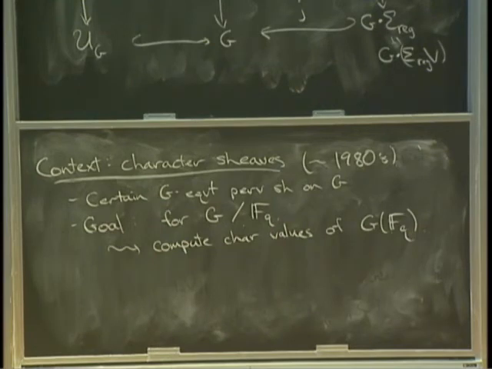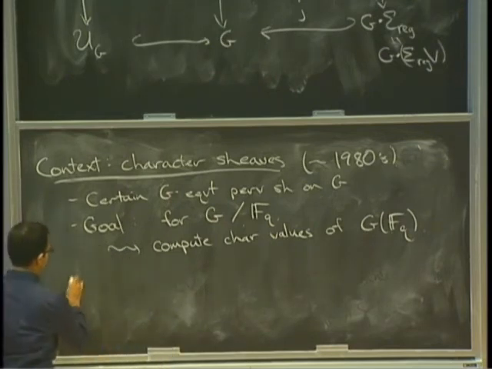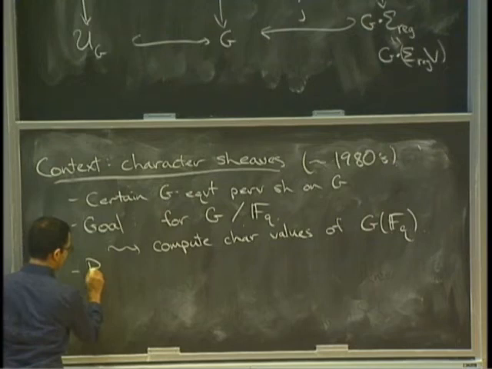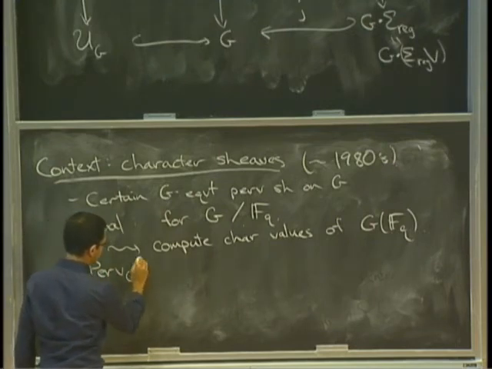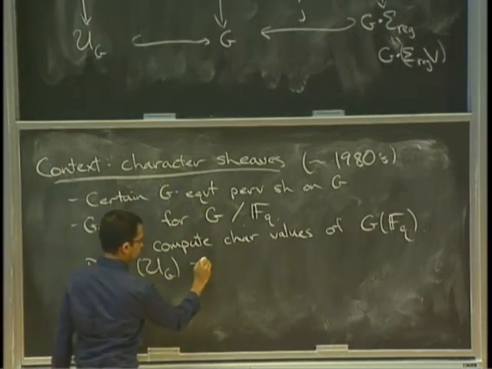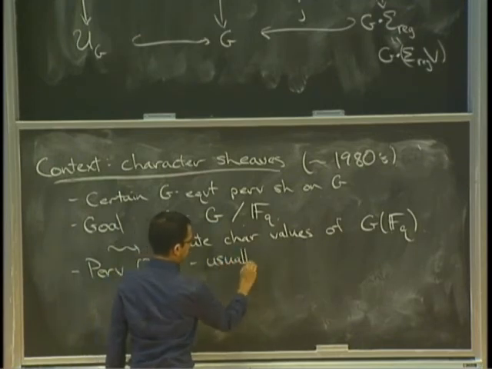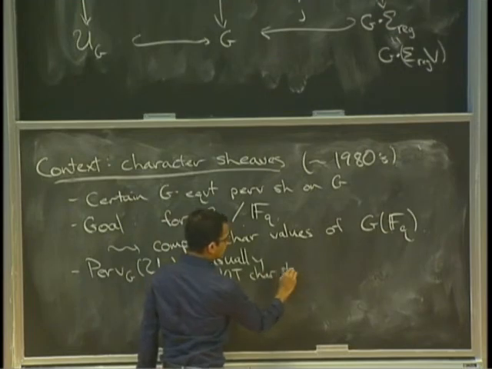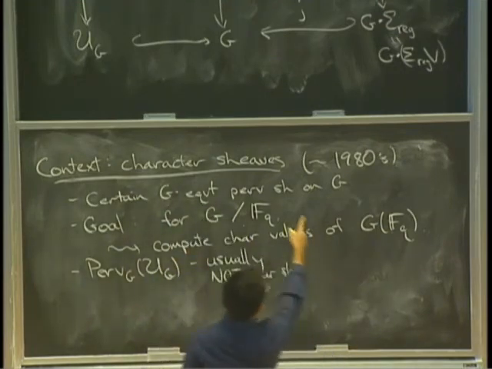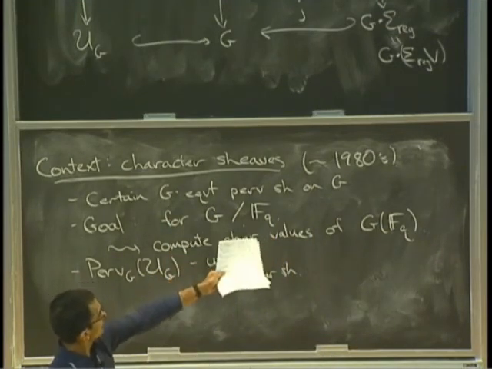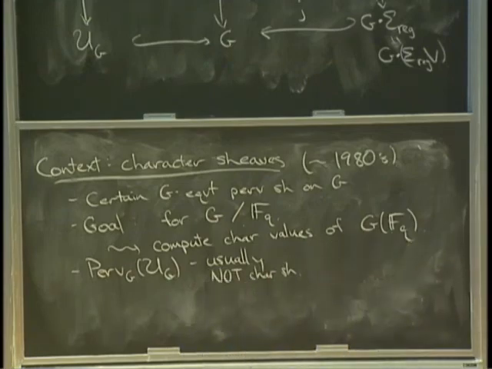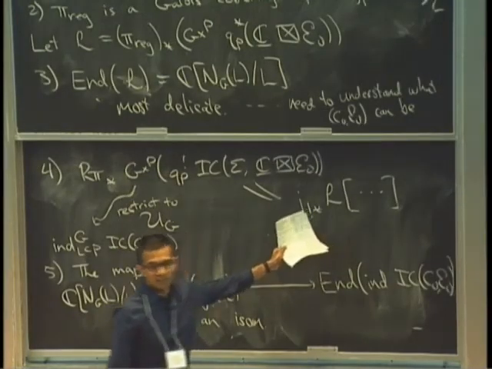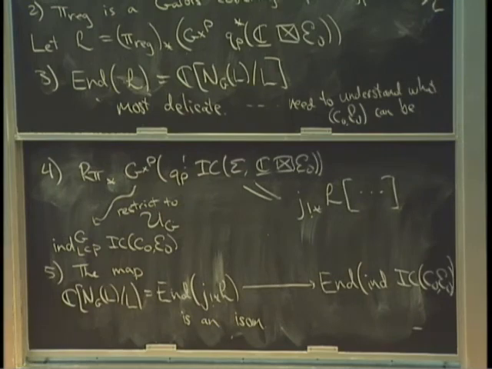And the perverse sheaves that I've been writing on the board, these things that live on the unipotent variety, mostly they aren't character sheaves themselves. So these are usually not character sheaves. The ones on the right side of that diagram, things like this intermediate extension of L, that kind of thing is a character sheaf.